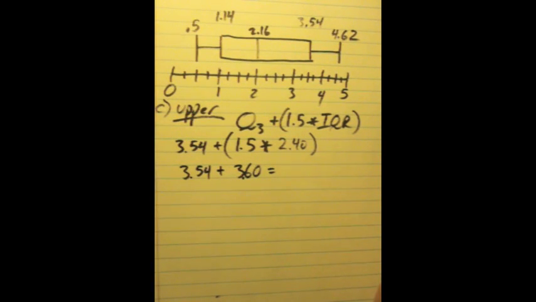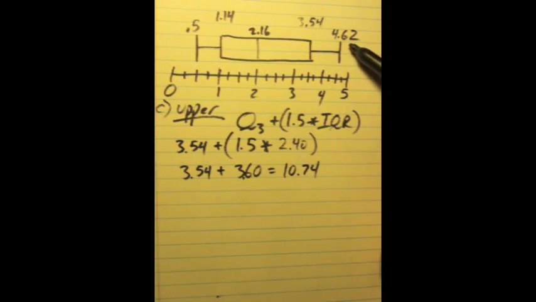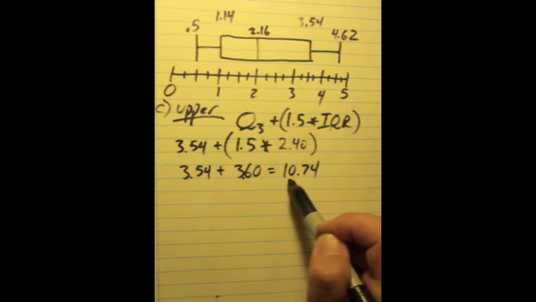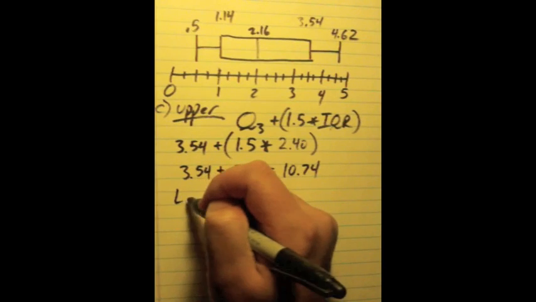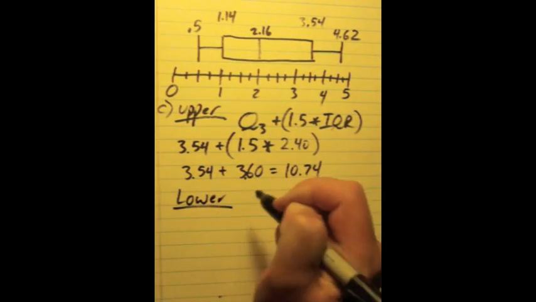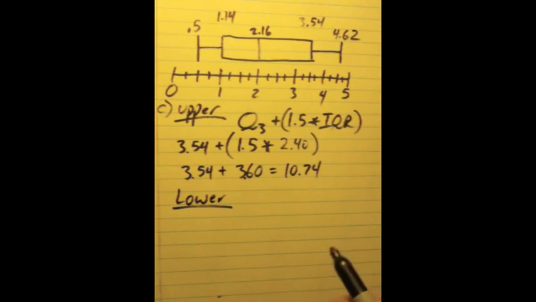Add those numbers together to get $10.74. And obviously, since the highest number in our data set, the prices, is $4.62, that's not higher than $10.74. So there are no upper outliers. Got to do the same to check the lower outliers, even though it seems obvious that there are no lower outliers. We need to check anyway.